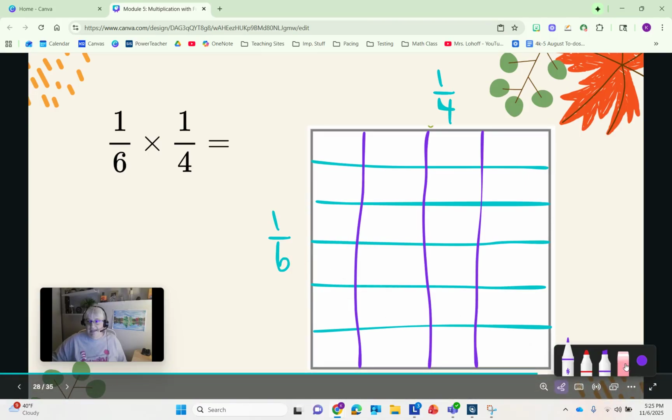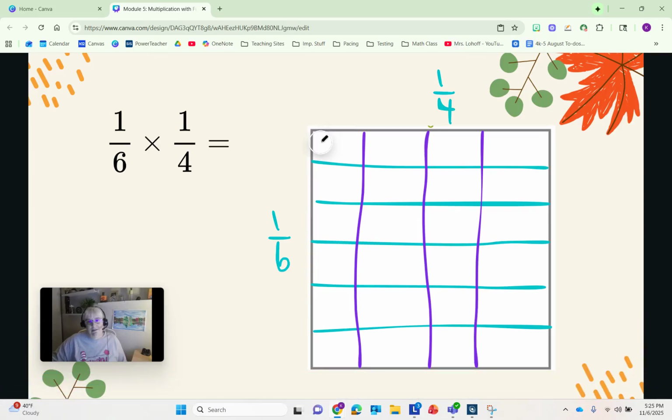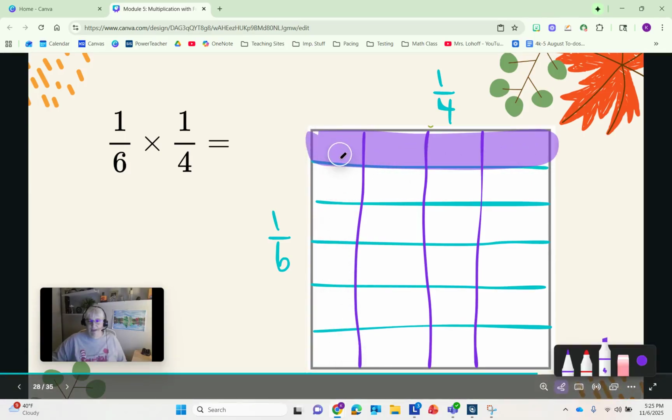Now I need to shade in. And I need to shade in 1/6 here. So that will be this bit right here. That's just one of the 6. I have 1 colored in. I have 1, 2, 3, 4, 5 not colored in.